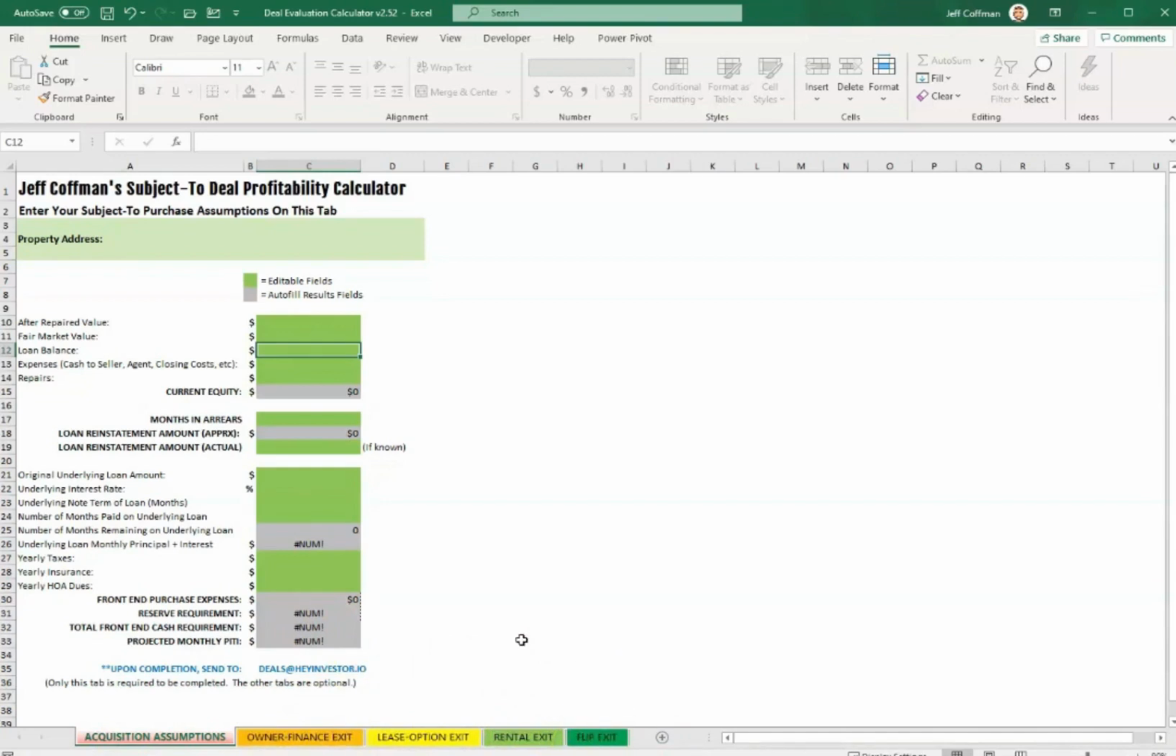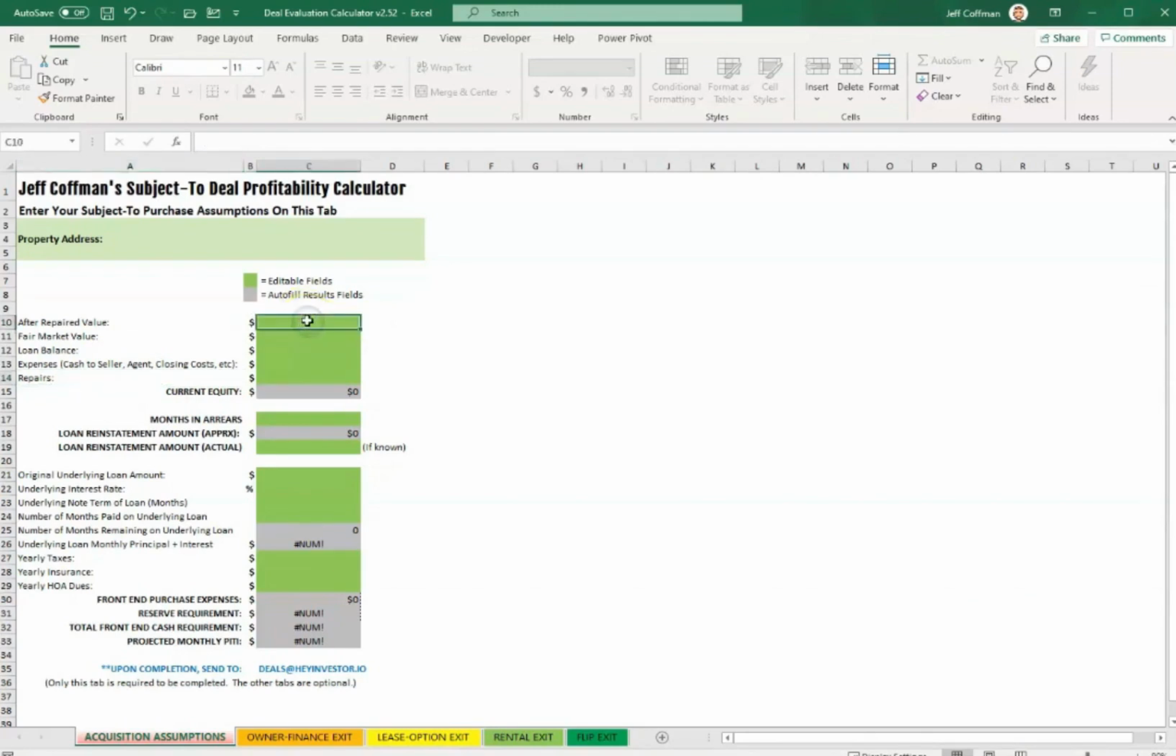So on this first tab, the acquisition assumptions, you're going to need to know every single one of these green fields. You're going to have to, or you're going to have to make the very best guess that you can if you don't know the specific number. I happen to know the numbers on this deal that I'm going to show you, because it was a significant deal for me. It was one of my very first deals that I've ever done.